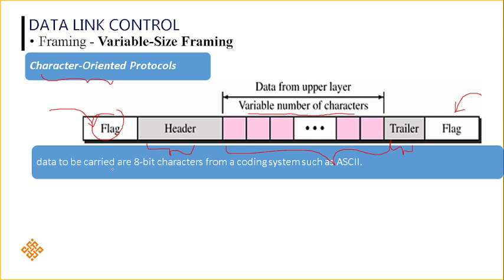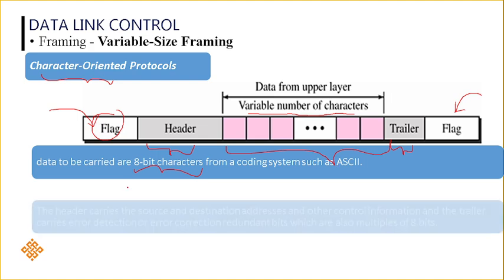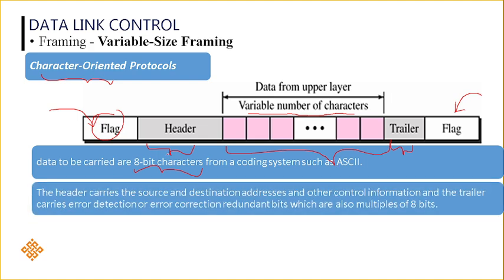So here the data is carried in 8-bit characters from the ASCII technique. As I already told you, the header will carry the source and destination address, along with some control information, whereas the trailer will carry the error detection and correction mechanism techniques.